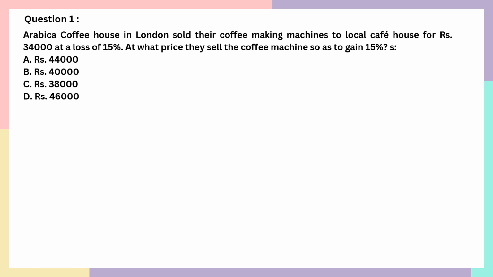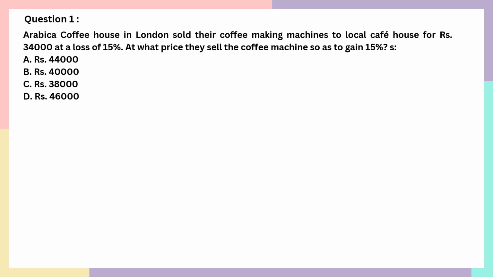Now let's see the first question. The Arabica Coffee House in London sold their coffee making machines to a local coffee house for Rs 34,000 at a loss of 15%. And here we have to find the price they should sell the coffee machine at so as to gain 15%.